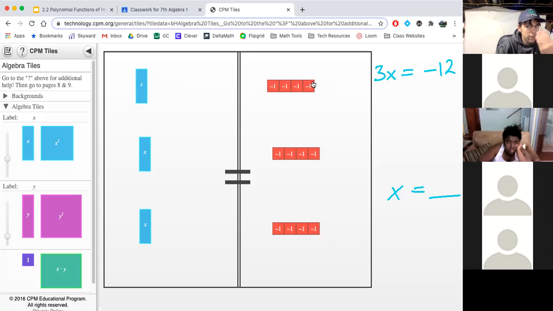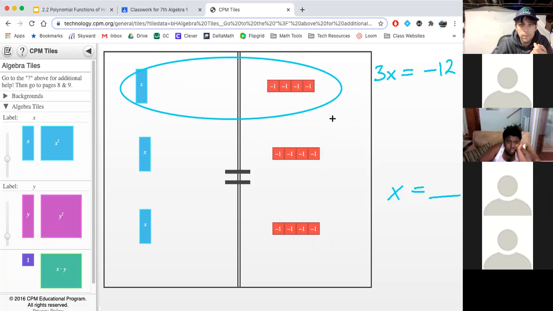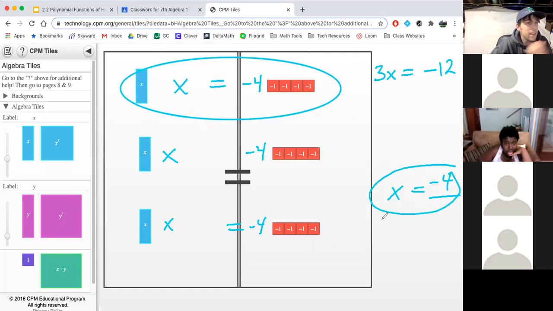All right, so I divided my unit tiles here into 3 equal groups. So each of these x's, as you can see right here, is going to be equal to -4. This is telling me that x equals -4. This one here is also telling me x equals -4. All of them are telling me the same thing, which is my solution, that each of these x's has to equal -4 for this problem.